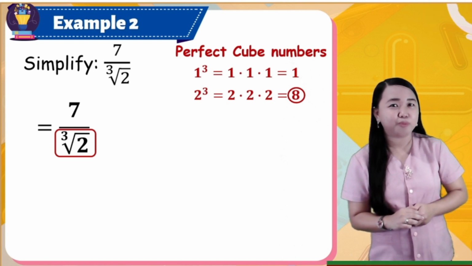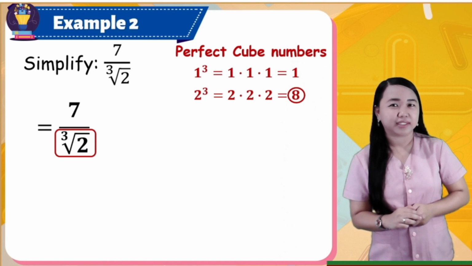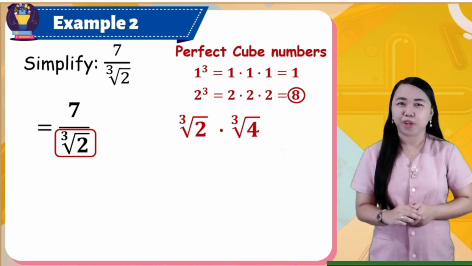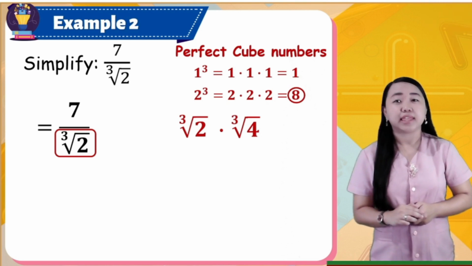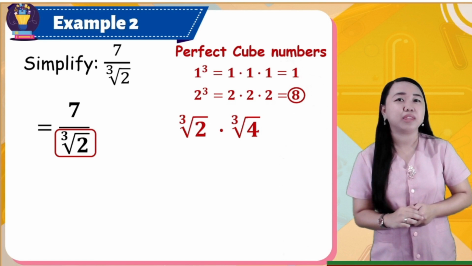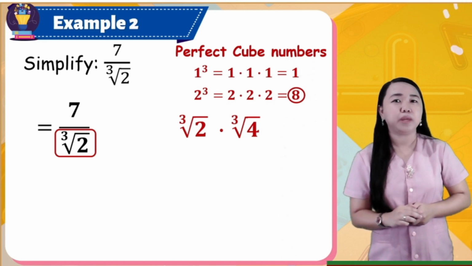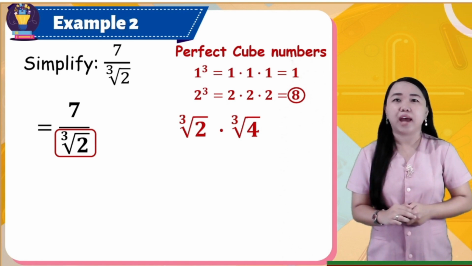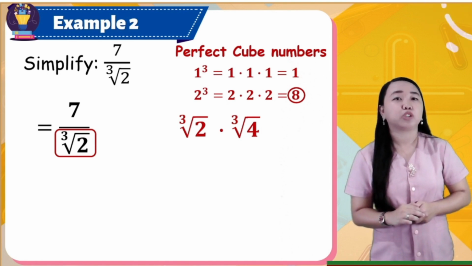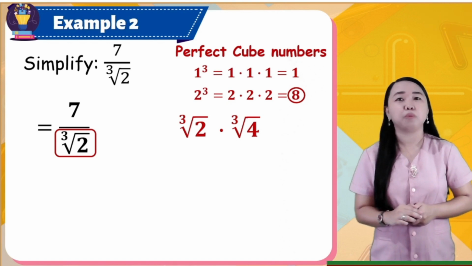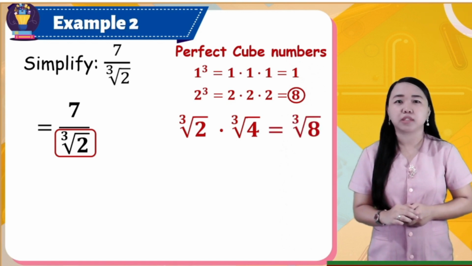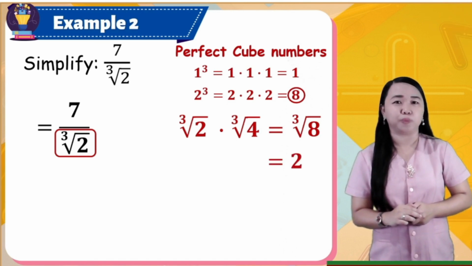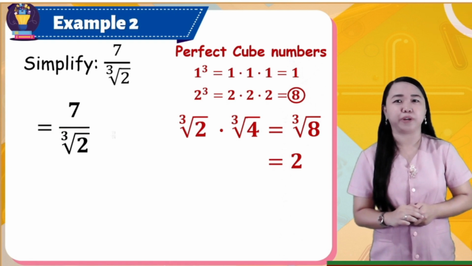Can you guess now the multiplier? The multiplier is cube root of 4. Why cube root of 4? The index of the multiplier must be the same as the index of the denominator being rationalized to use the product rule for radicals. The radicand is 4 because to make 2 a perfect cube, it must be multiplied by 4, and it becomes 2 cube or 8. And cube root of 8 is 2. 2 is a rational number.